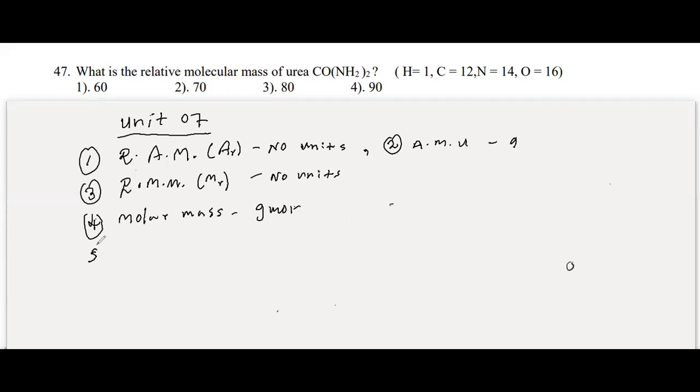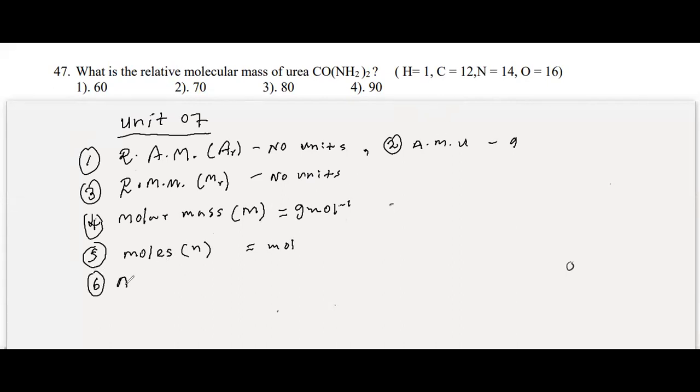Number 5, you should know the number of moles and the Avogadro constant. How to calculate the number of moles? For the number of moles we use the symbol N. For molar mass we use capital M, with the unit grams per mole, and moles get the unit MOL.